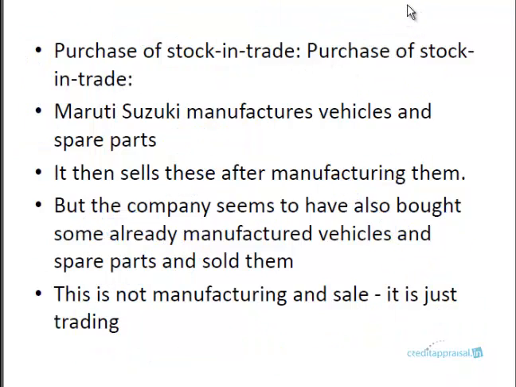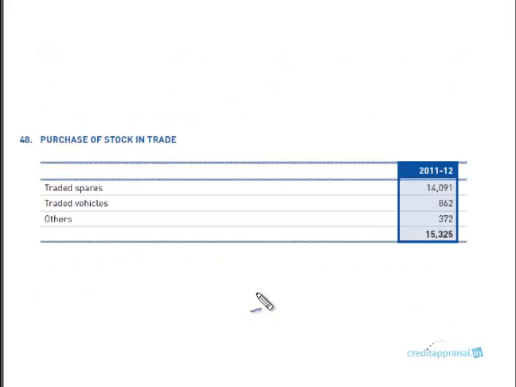So in this example, we have an item called purchase of stock in trade. So it looks like the company has bought some already manufactured vehicles or spare parts, we don't know what is that, and sold them. So this is plain trading. This is not manufacturing. So if you say traded spares and traded vehicles. So this is the breakup of purchase of stock in trade. If you go to schedule 48 of Maruti Suzuki P&L account, you are finding that the purchase of stock in trade comprises of spares and vehicles. So it seems that Maruti Suzuki has done some trading.